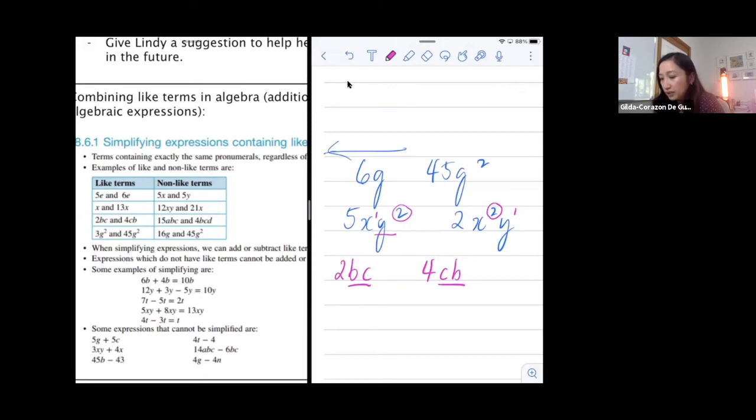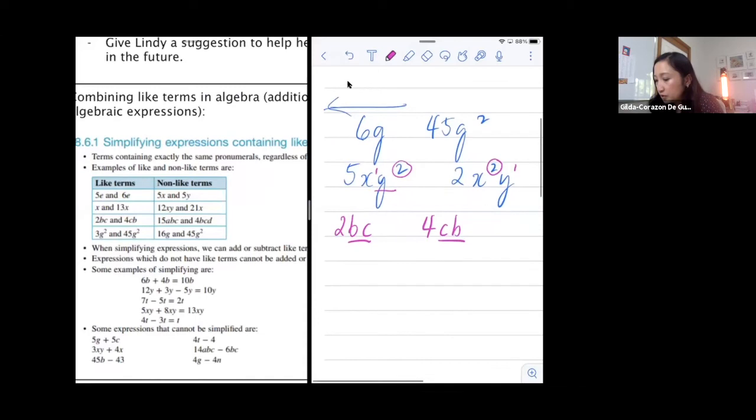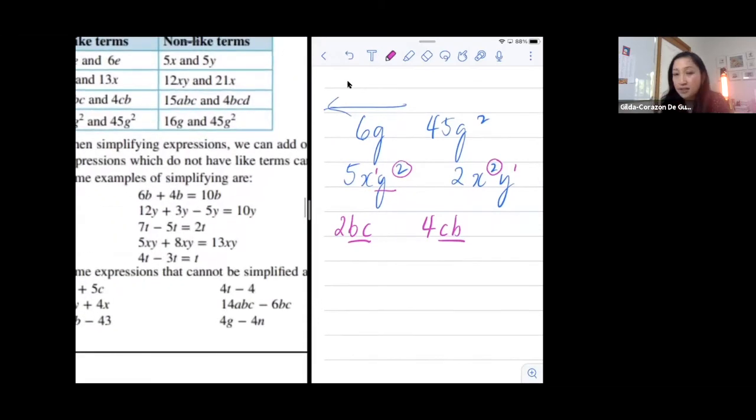Why do we want them? Because from there, we are able to simplify these algebraic expressions by adding and subtracting their coefficients, okay? So for example, we've got 6b plus 4b. We just look at the coefficients and we perform the operation. So if it's addition, then we just add 6 and 4, we get 10b, okay?